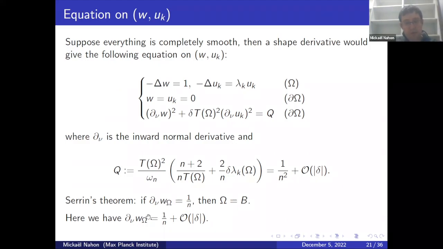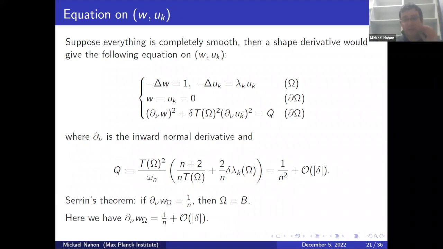Here what we have is pretty close, because the derivative of the gradient is 1 over n plus something small. And there are quantitative versions of the Serrin theorem that say that under this kind of hypothesis, your domain omega is a perturbation of the ball. The problem is that the sense in which it is a perturbation of the ball is not clear here, so we don't really use this.